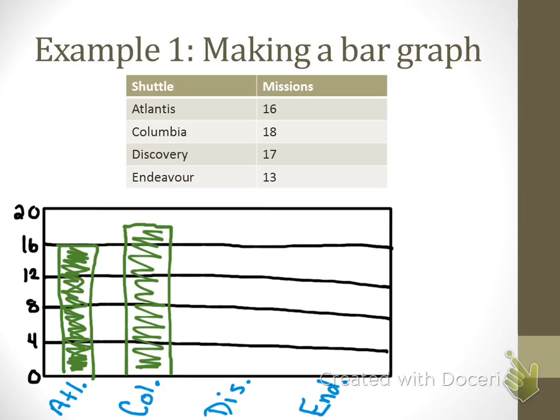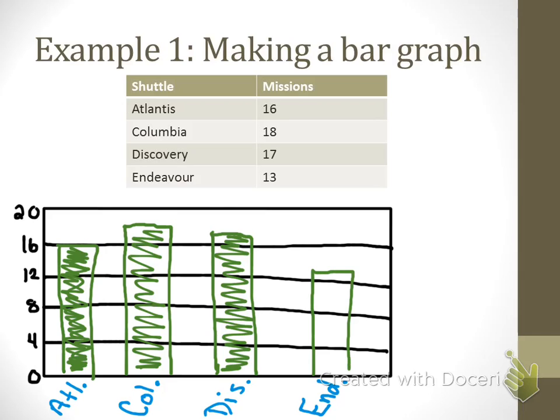The Discovery, how many did the Discovery go on? 17. Okay, so it's going to be just under the Columbia. It's important that you're consistent, so don't make the Discovery a little bit taller than the Columbia because they're one fewer. But it's just above the 16. And then last but not least, the Endeavor. And how many missions did the Endeavor go on? 13. So just above the 12. And then shaded in.